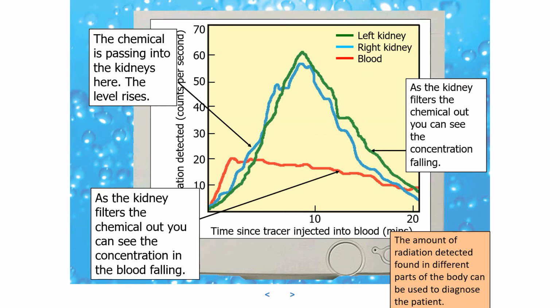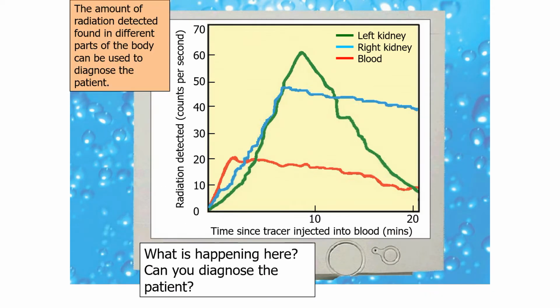So in this particular situation, as the kidney filters the chemical out, you can see the concentration in the blood falling, whilst the chemical passes into the kidneys and the level rises. And once the kidney filters out the chemical, you can see the concentration falling. So what's going on in this situation?